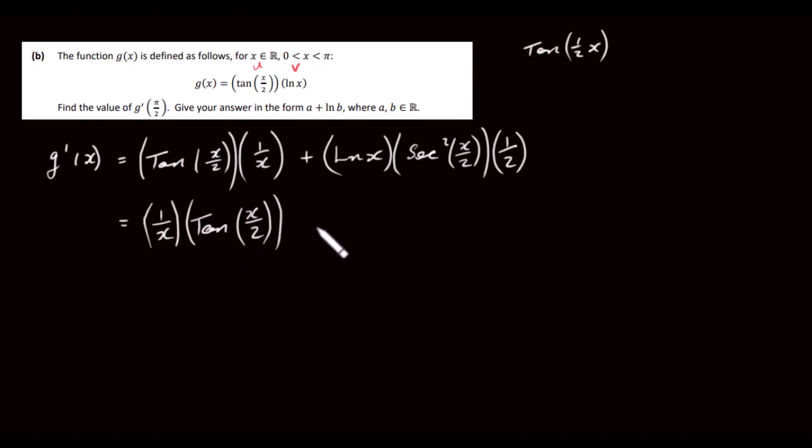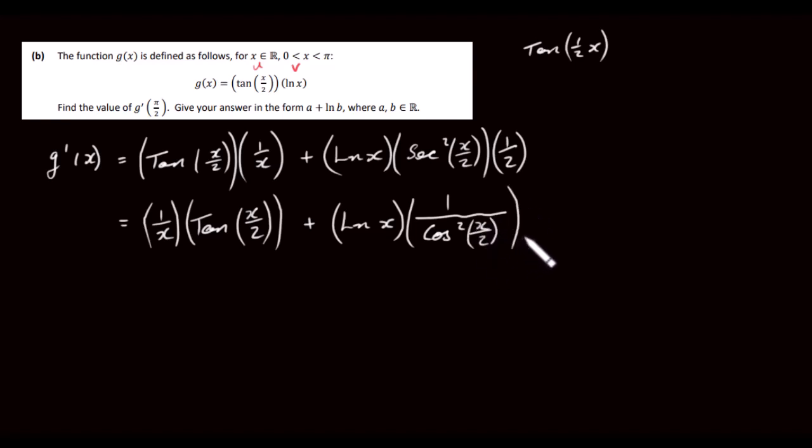Now here I've got log x, and then I've got sec squared x over 2. There's a couple of ways of translating or transforming that. From your tables you can see that sec squared a is equal to 1 plus tan squared a, so we could use that. Or what I'm going to use is that sec of a is 1 over cos of a, so sec squared a is 1 over cos squared a. So really this just becomes 1 over cos squared x over 2.